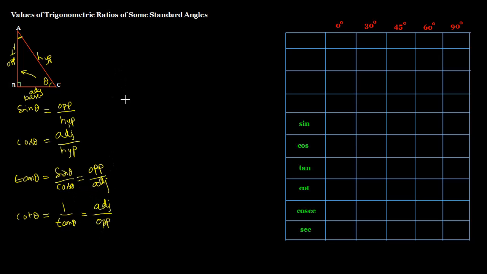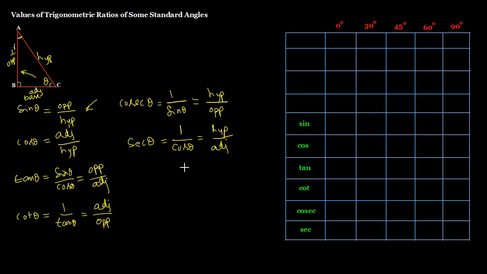Then cosecant theta, which is 1 by sin theta, in the sense the reciprocal of sin theta, is going to be hypotenuse divided by opposite. Then secant theta, the last one in this, is 1 by cos theta, the reciprocal of cos theta, which is going to be hypotenuse divided by adjacent. That's all you need to remember to get these values. So let's come back to this table.